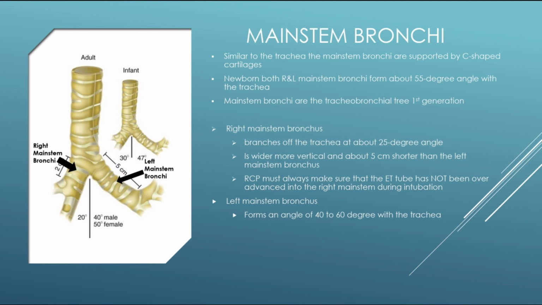So the right mainstem bronchus is first, and that branches off of the trachea at about a 25-degree angle. It is wider, more vertical, and about 5 centimeters shorter than the left mainstem bronchus. The respiratory care practitioner must always make sure that the endotracheal tube has not been over advanced and ends up in the right mainstem during intubation. And getting into the left mainstem bronchus, it forms an angle of 40 to 60 degrees with the trachea.